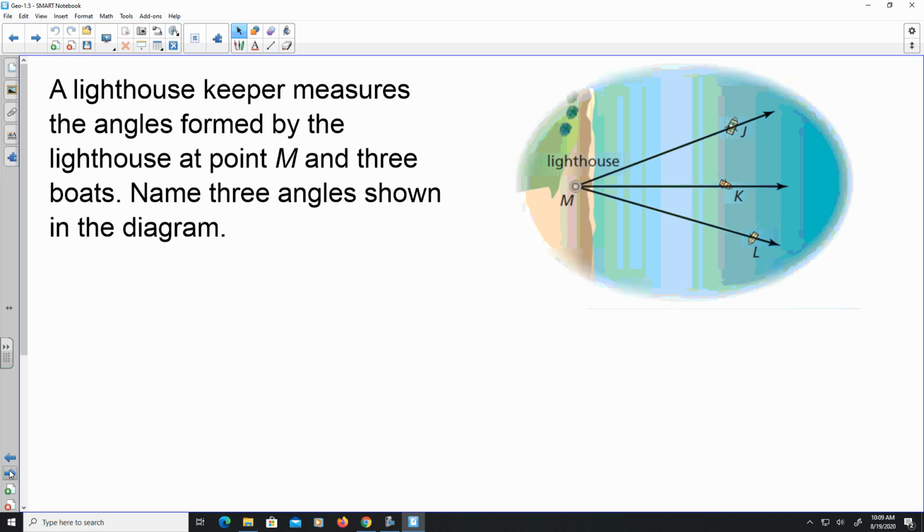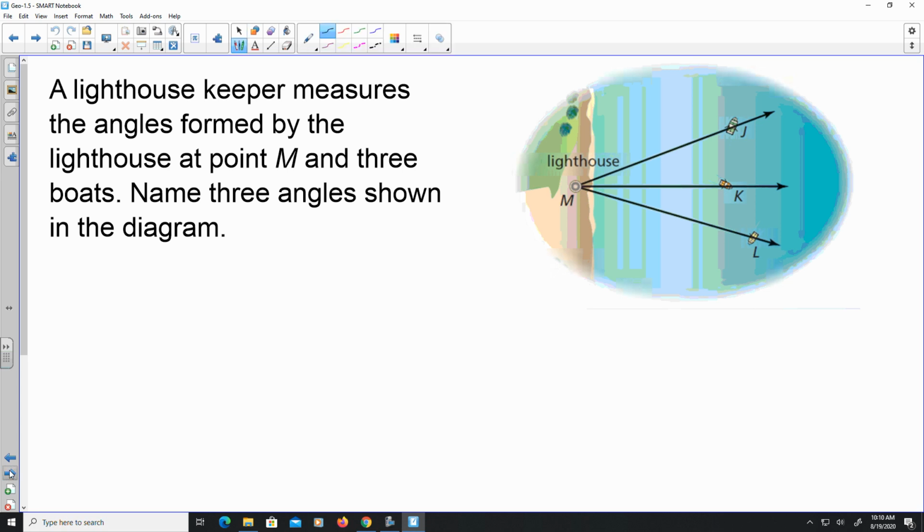Here it says a lighthouse keeper measures the angles formed by the lighthouse at point M and three boats. Name the three angles shown in the diagram. There are a couple of ways that you can name angles, and for this particular one you have to go with the 3 points to give it the most specific name.